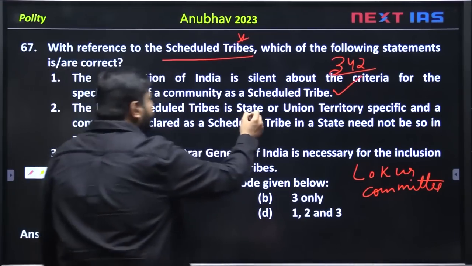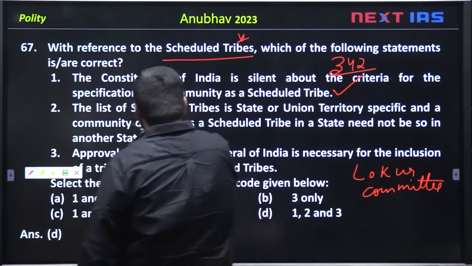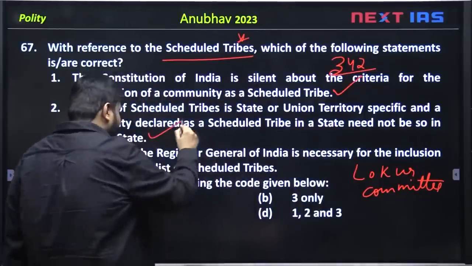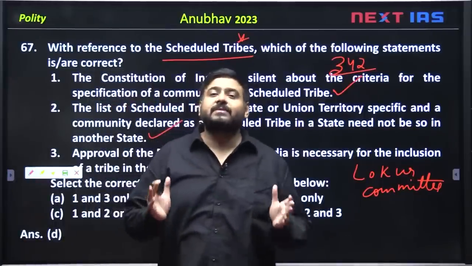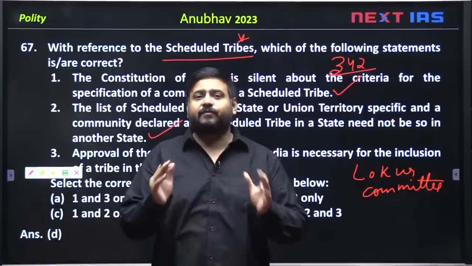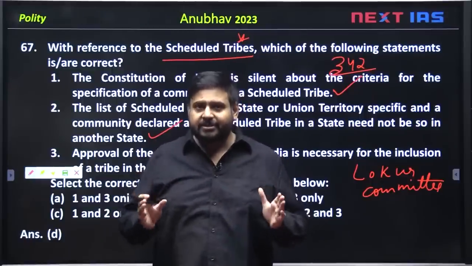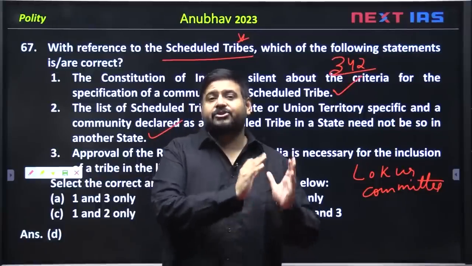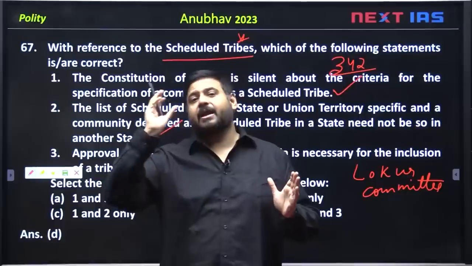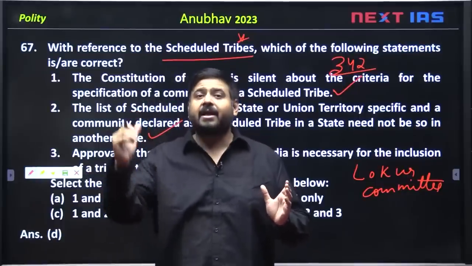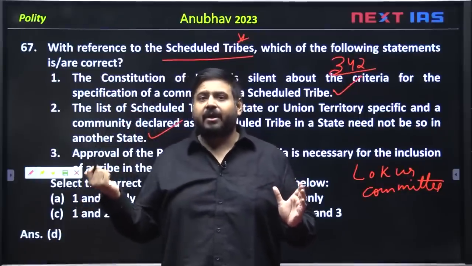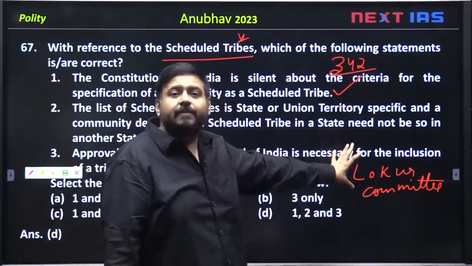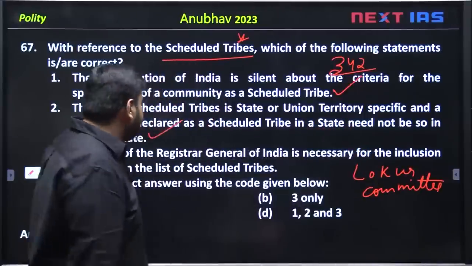A list of scheduled tribes is state or union territory specific, and a community declared as a scheduled tribe in a state need not be so in another state. It is also correct. A list that is prepared for scheduled tribes and also for scheduled castes is not a union list, it is respective to a state or union territory. A group can be a scheduled tribe in a state and a scheduled caste in another state, and it can be unreserved in another state. So it does not have any condition that it will have a universal implementation.